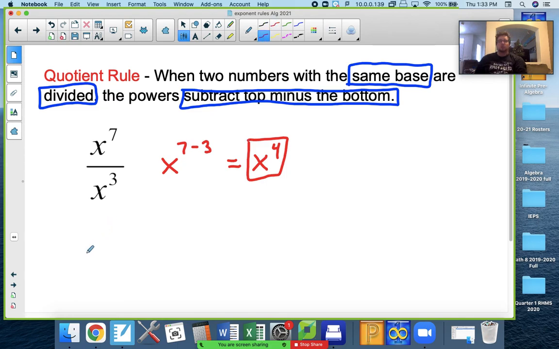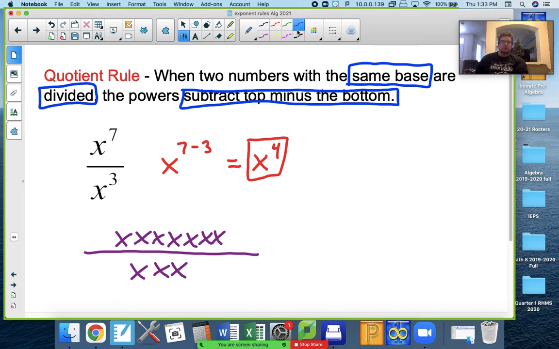How the quotient rule works is I have my 7 x's across the top, got my 3 x's across the bottom, and then anything divided by itself ends up getting canceled out. So 3 of the x's on the bottom and 3 of the x's on the top cancel out, leaving 4 x's left for x to the 4th.